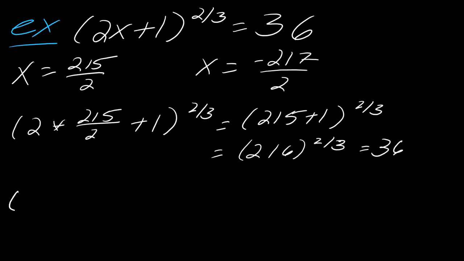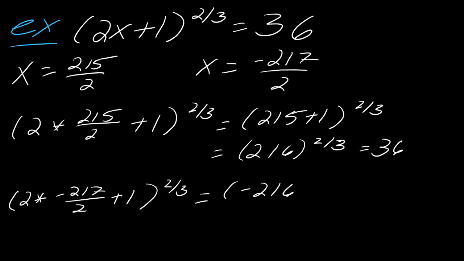And then if we do the other one, so I have 2 times negative 217 over 2, plus 1. So this is going to be ultimately negative 216 to the 2/3. And so then if you take the cube root of negative 216, that's negative 6, and then you just have to square it, and so that's still positive 36. So in this case, both solutions do indeed work.